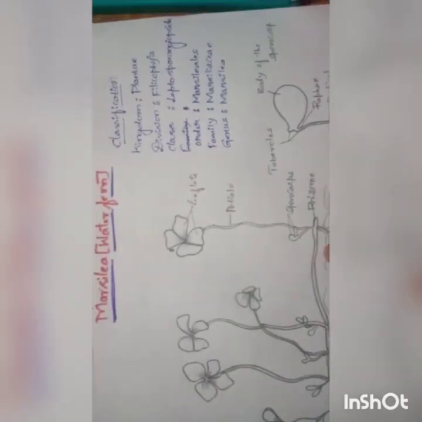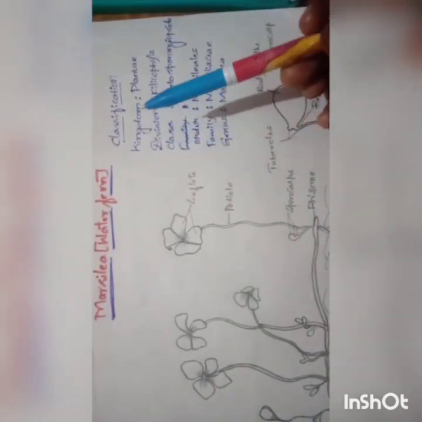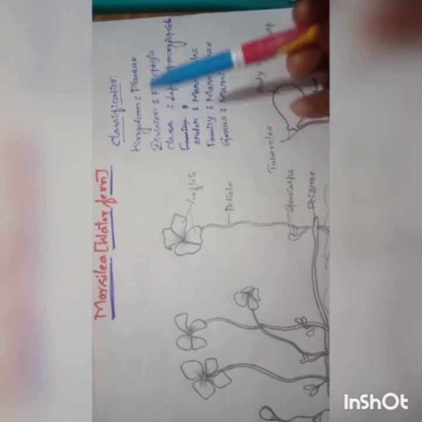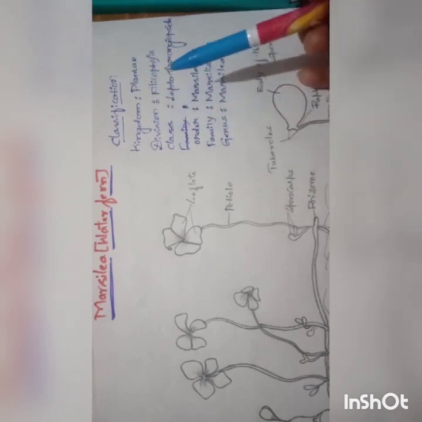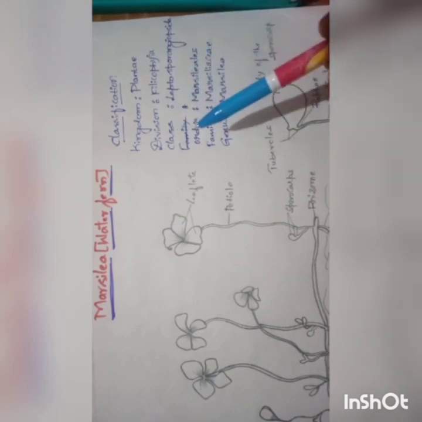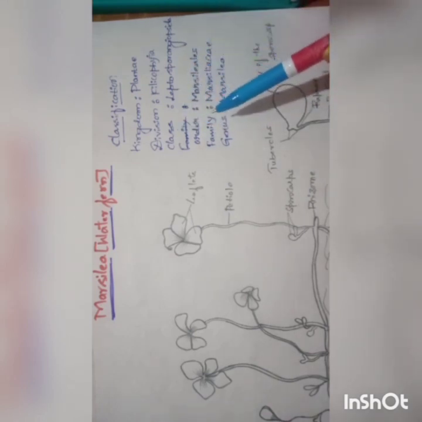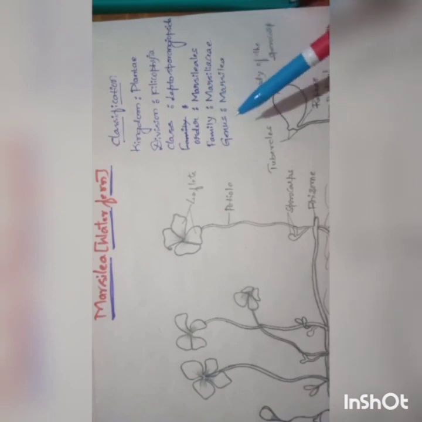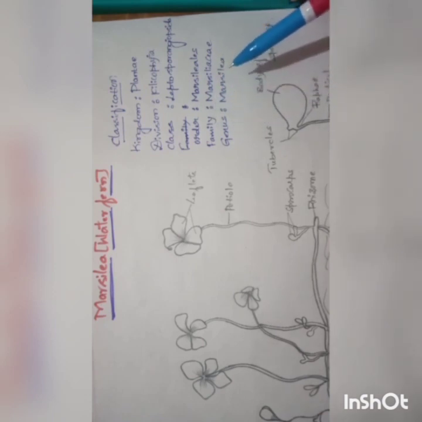And here I am going to explain about one of the pteridophytes which is left over in our syllabus, that is Marsilia. The classification of Marsilia is Kingdom Plantae, Division Filicophyta, Class Leptosporangiopsida, Order Marsiliales, Family Marsiliaceae, Genus Marsilia.